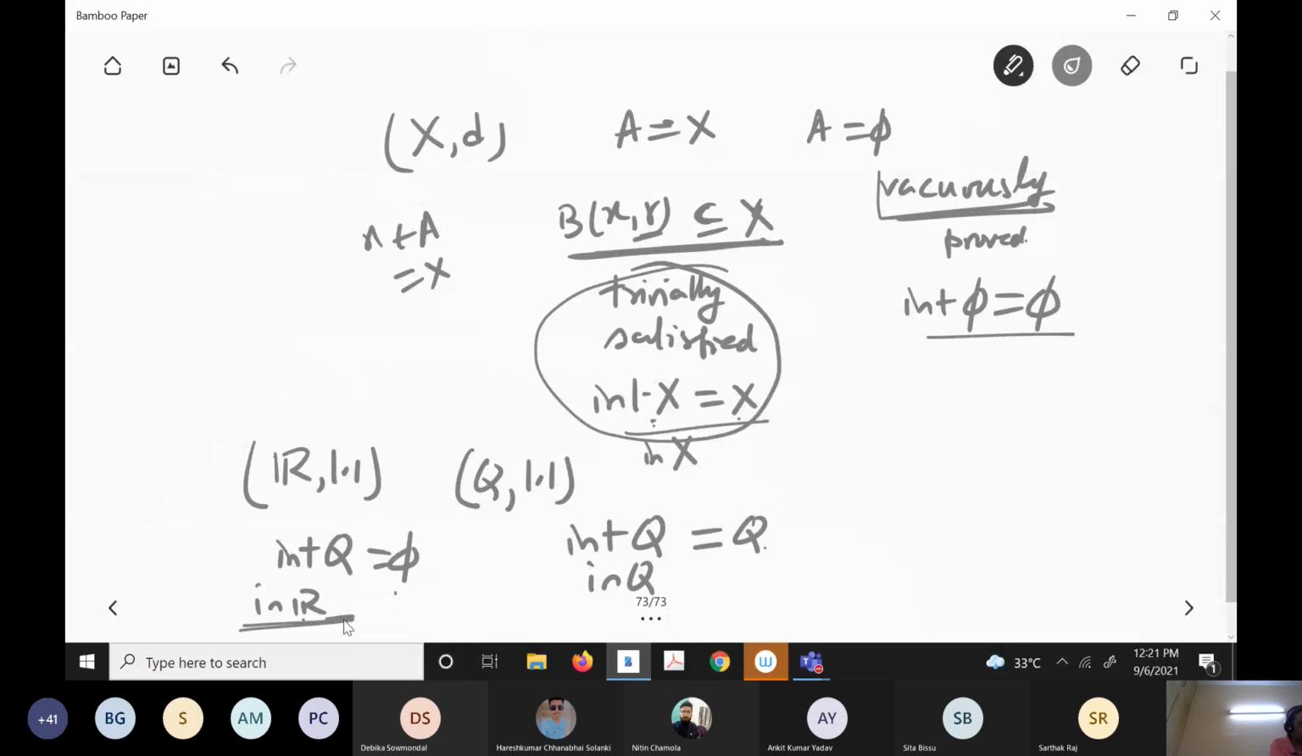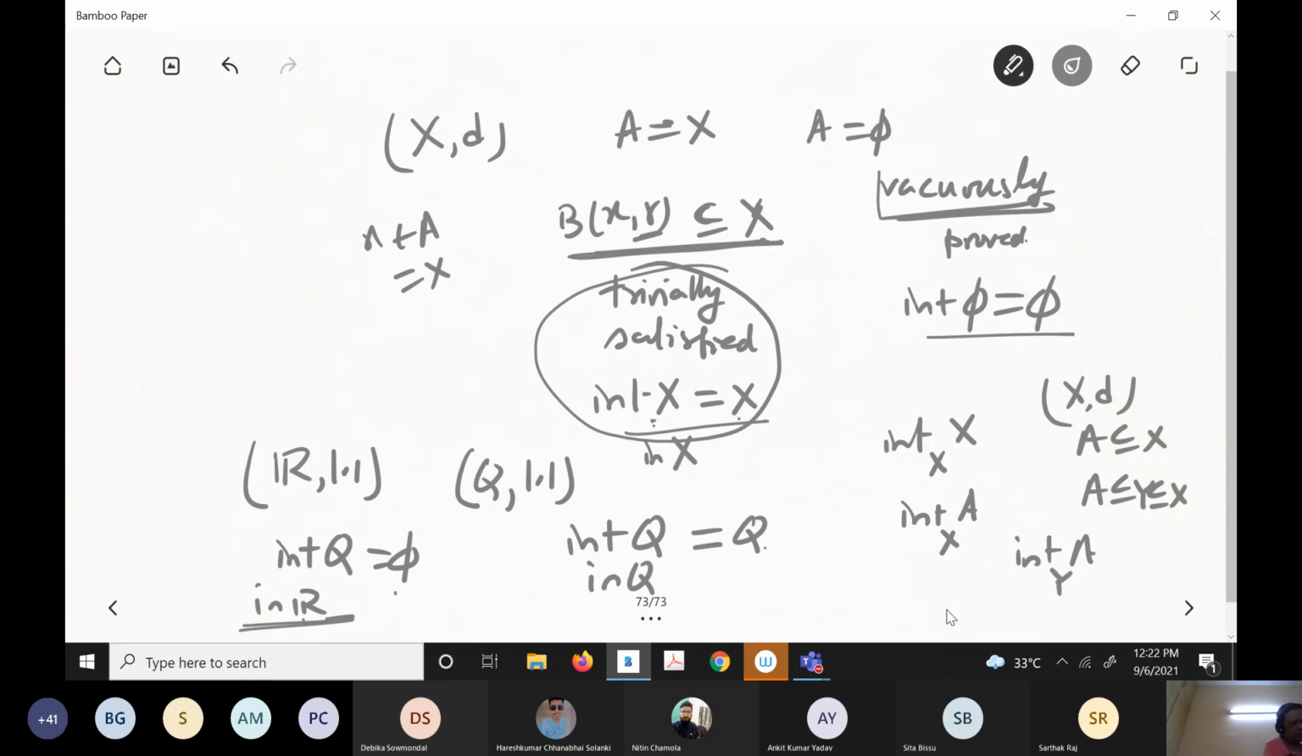Sometimes to make a distinction clear, we write interior of A in X. That means I'm taking the interior of A in X, where (X, d) is a metric space and A is a subset of X. Suppose A is a subset of Y, and Y is a subset of X. Then you will have two interiors, and I already told you that they may not be the same. So when you are considering interior, be careful. When I'm writing interior, first you should inquire where. That means you should be very careful about your metric space. Understood? This is very important.